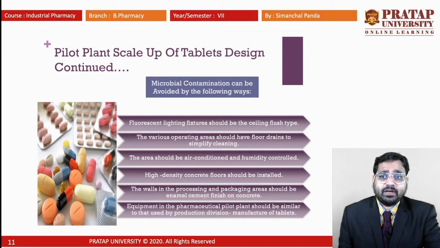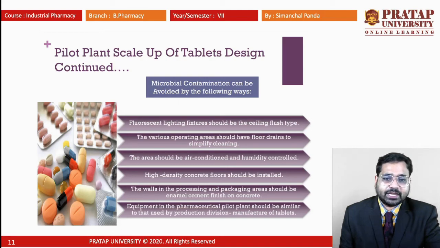Scale up for tablet design: the microbial contamination, as I was discussing earlier, must be avoided, and it can be avoided in the following ways. We can use fluorescent lighting fixtures of the ceiling flush type. The various operating areas should have floor drains to simplify cleaning. The area should be air conditioned and humidity controlled. That means there are different ingredients which are susceptible to temperature and humidity.